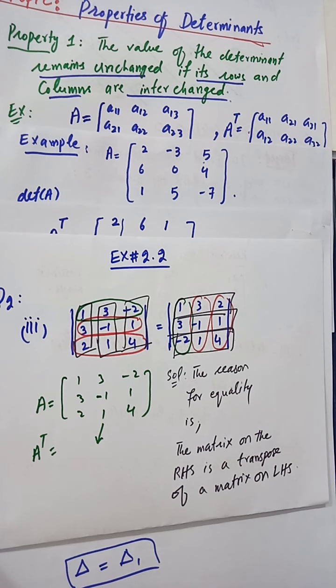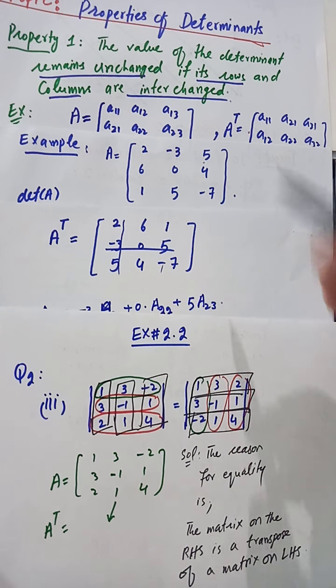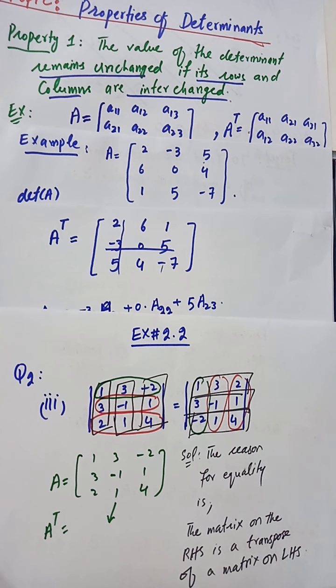So this is what property number 1 says. Then you need to state this property. Then you will write: the value of the determinant will remain unchanged if the rows and columns are interchanged. So that's why these two determinants are equal. So this is the reason for the equality in question 2 part 3. This is property number 1.